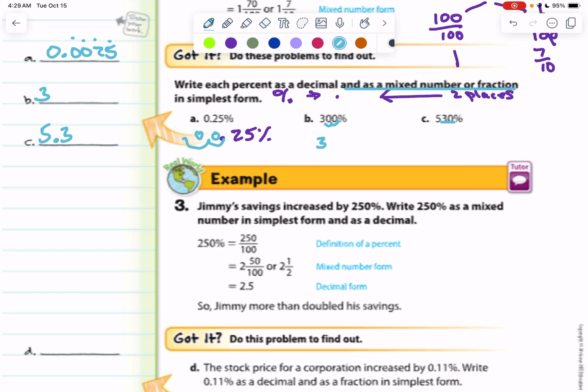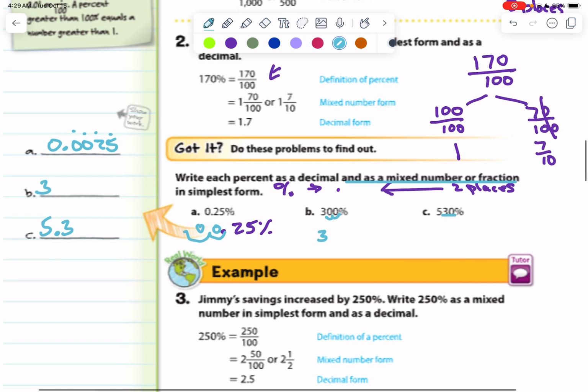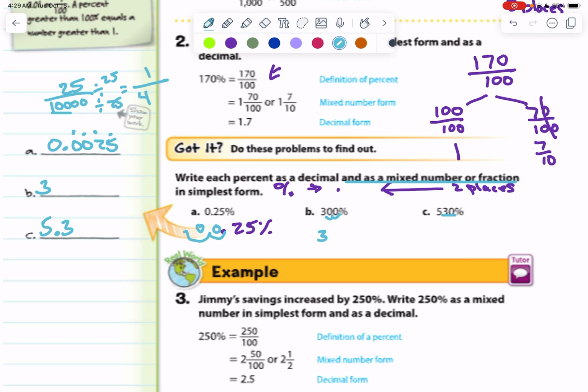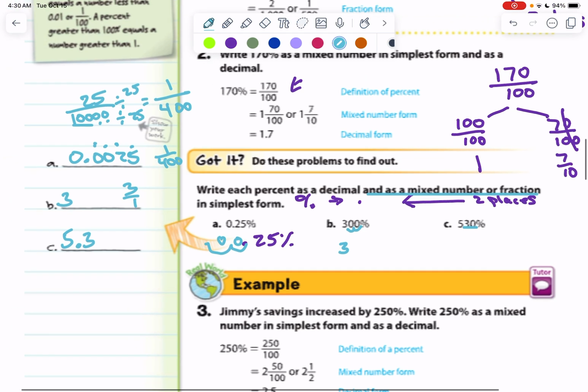Okay, so this was 0.0025. I'll put it right up here. We read that as 25 tenths, hundredths, thousandths, 10,000ths, right? Okay, but this can be simplified. So I'm going to divide top by 25 and bottom by 25. And that gives me a fraction of 25 divided by 25 is 1. 100 divided by 25 is 4. And there are 2 more zeros. Okay? All right. So this is also 1/400ths. 3, we could also just write that as 3/1, couldn't we?